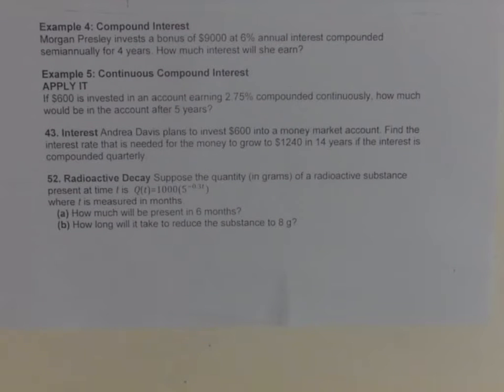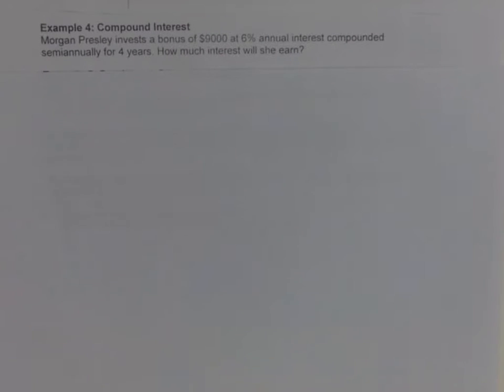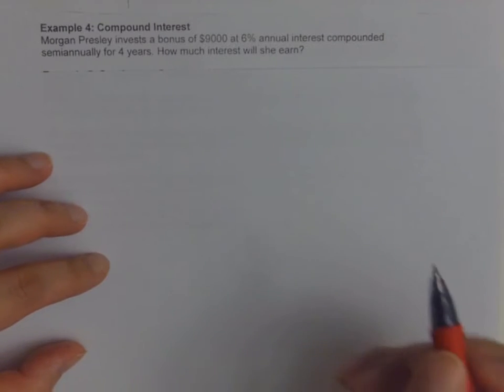Okay, next we're going to do some application problems for 10.4. Numbers 4 and 5 are actually review questions about compound interest, so hopefully that helps you review for your final exam. Number 4 says this person invests a bonus of $9,000 at 6% annual interest compounded semi-annually for 4 years. How much interest will she earn?